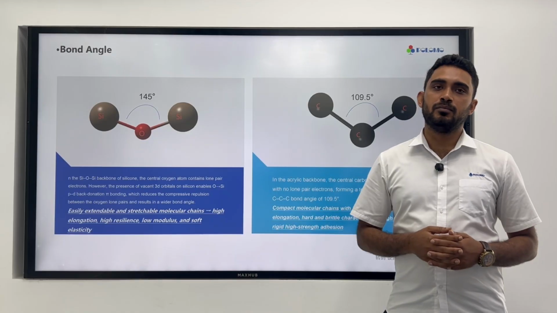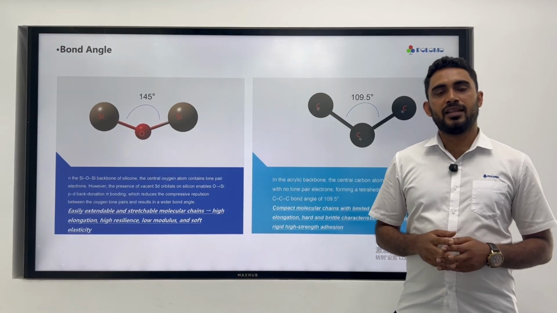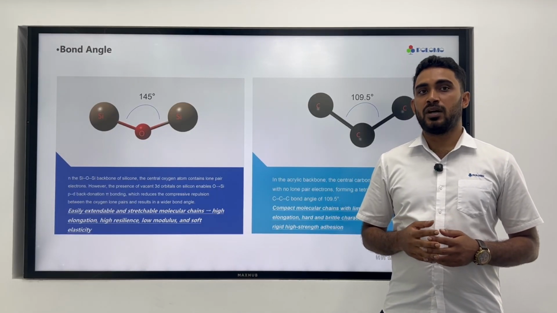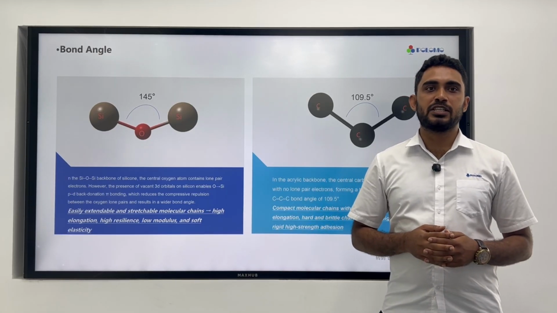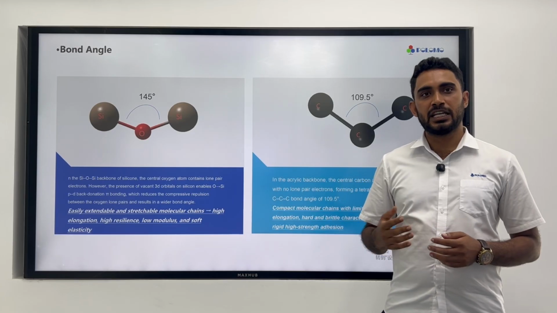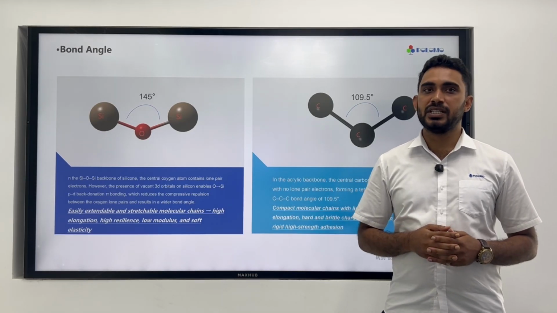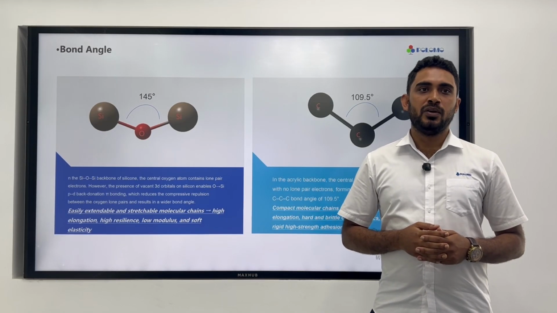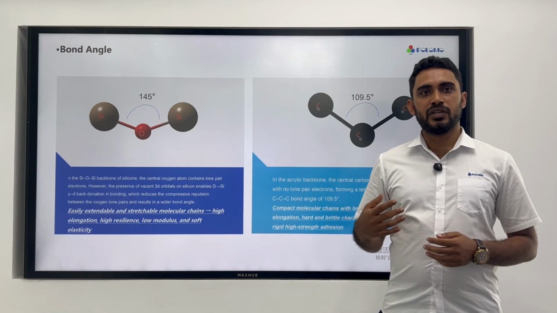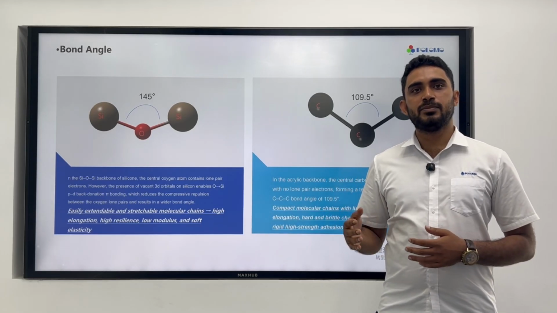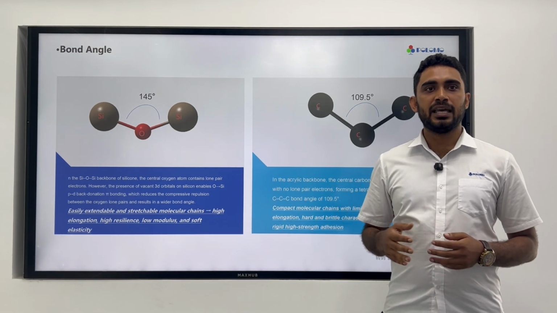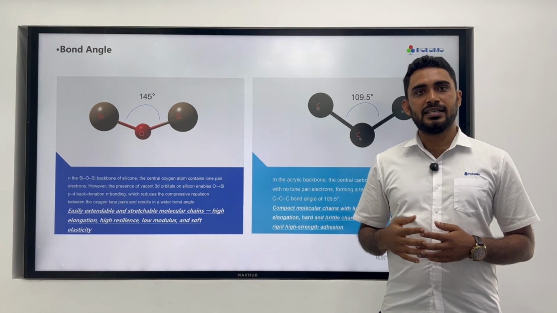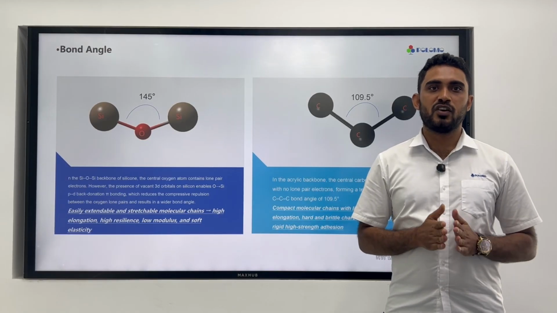Now look at the bond angle. In silicone, the silicon-oxygen bond angle is 145 degrees, very wide. That's because the oxygen atom has lone pair electrons and silicon has empty 3D orbitals that allow back donation, reducing repulsion. The result is a very stretchable, extendable molecular chain. High elongation, high resilience, low modulus, soft elasticity.